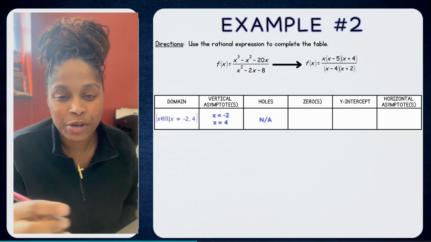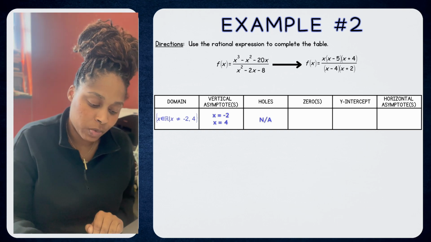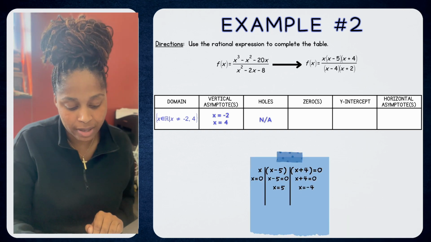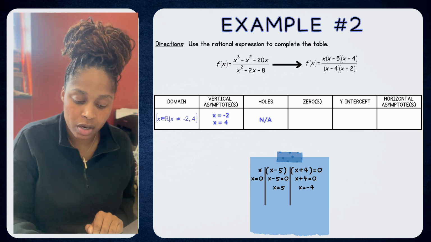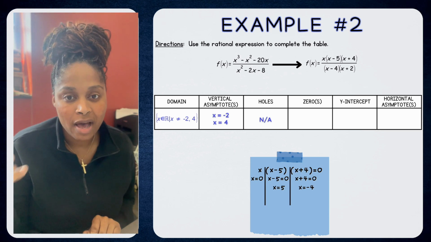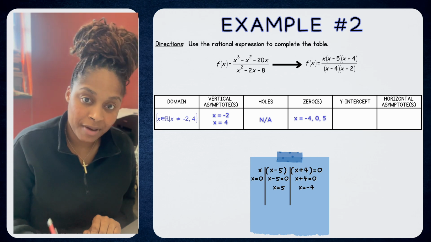Our zeros are going to be whatever makes the top part of the fraction equal to 0. First one is x equal to 0. Next one is x minus 5 equal to 0. And then the last one is x plus 4 equal to 0. I'm going to have 3 zeros. It's going to be x equal to -4, 0, and 5.